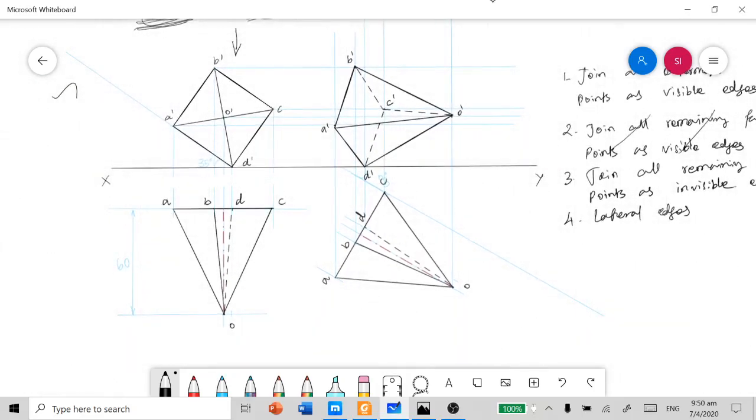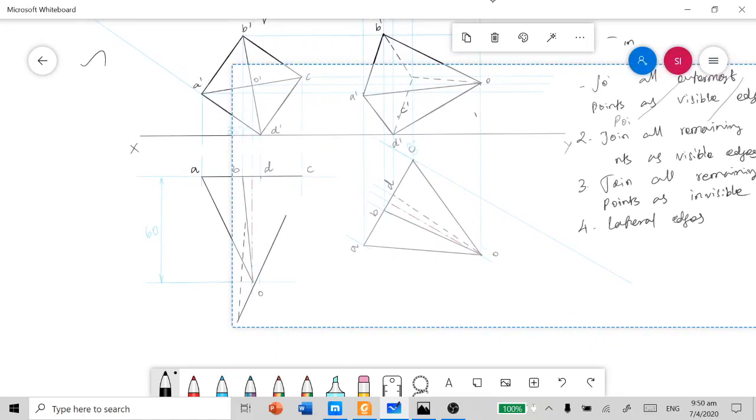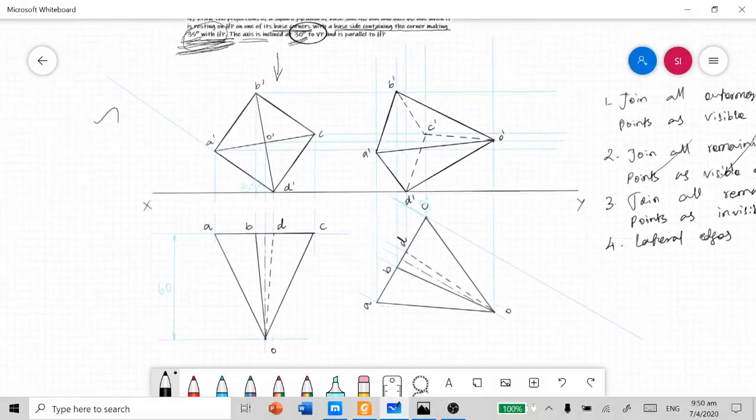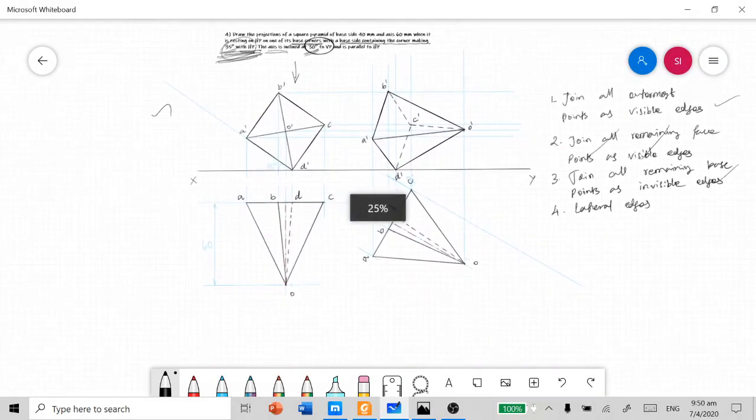This is the answer for this problem. You can try this with your proper tools on A3 size paper.